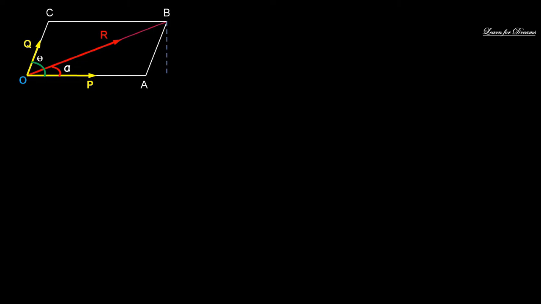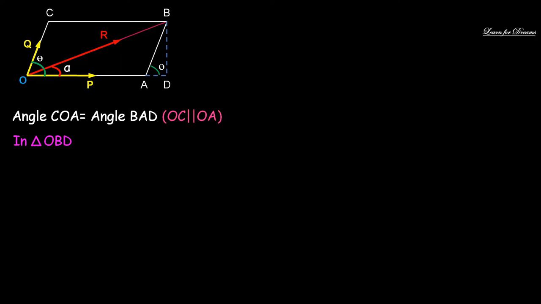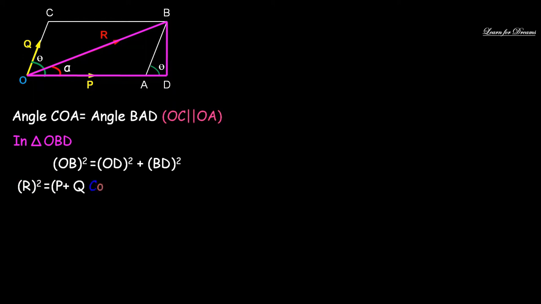Now I will draw a perpendicular from point B on the extended side OA and I will name that point of intersection as D. Angle BAD is equal to theta. Angle COA is equal to angle BAD because line OC is parallel to line AB, right? Now in triangle OBD, according to the Pythagoras theorem, OB square is equal to OD square plus BD square. Here OB is our resultant R.